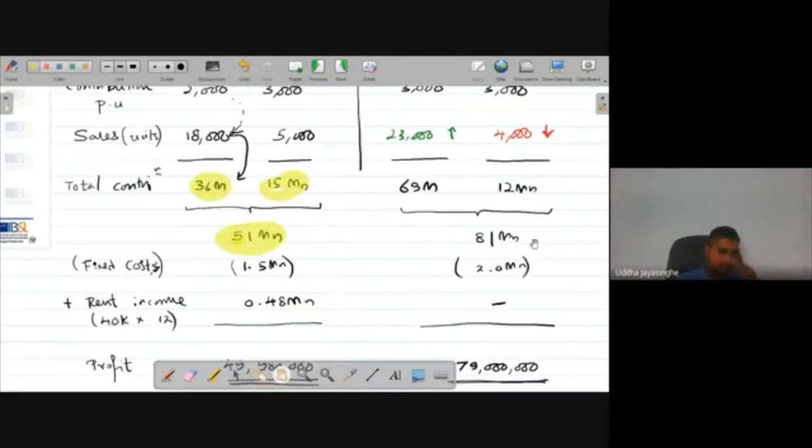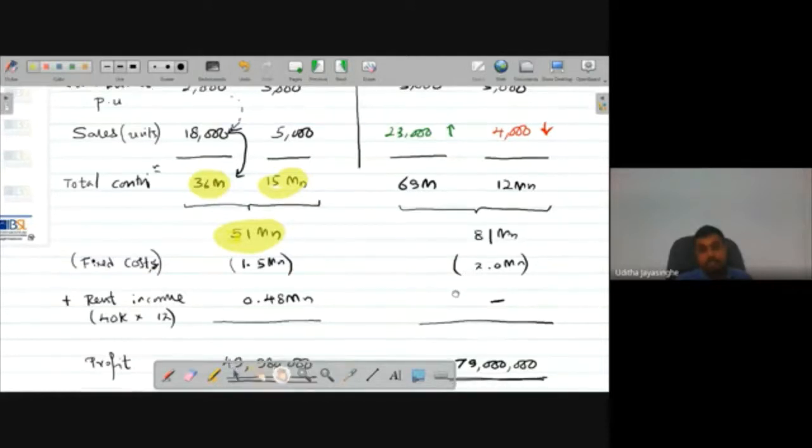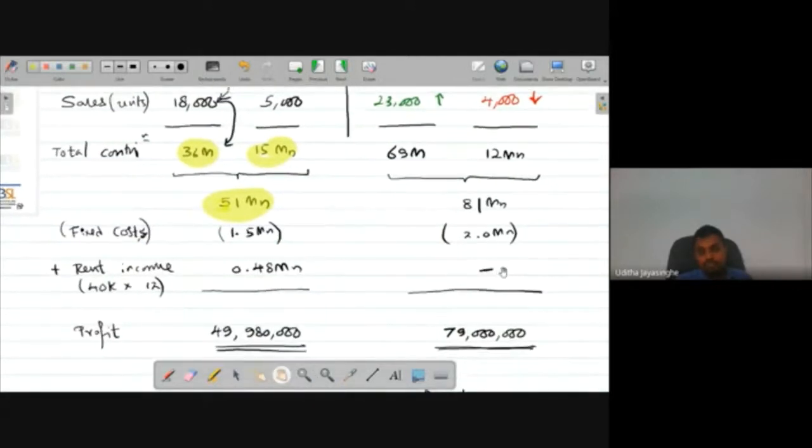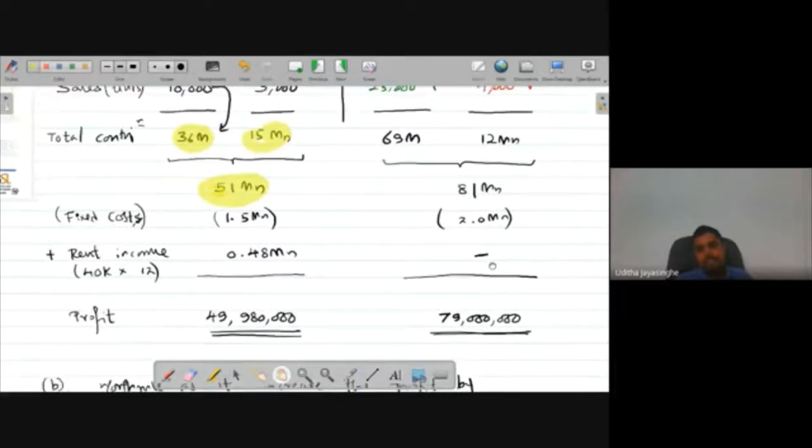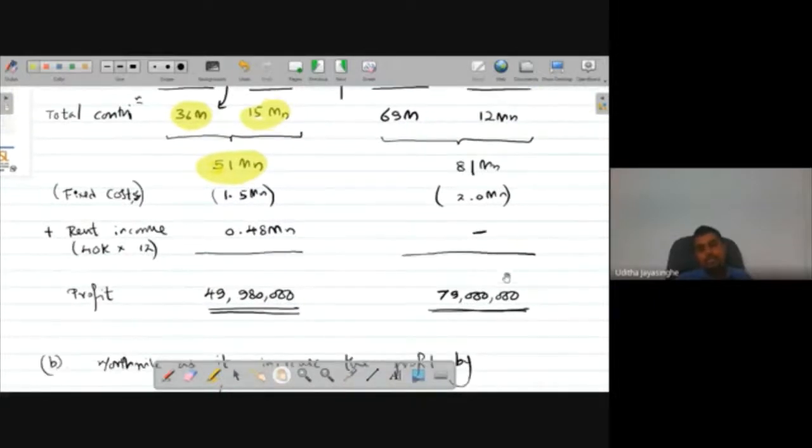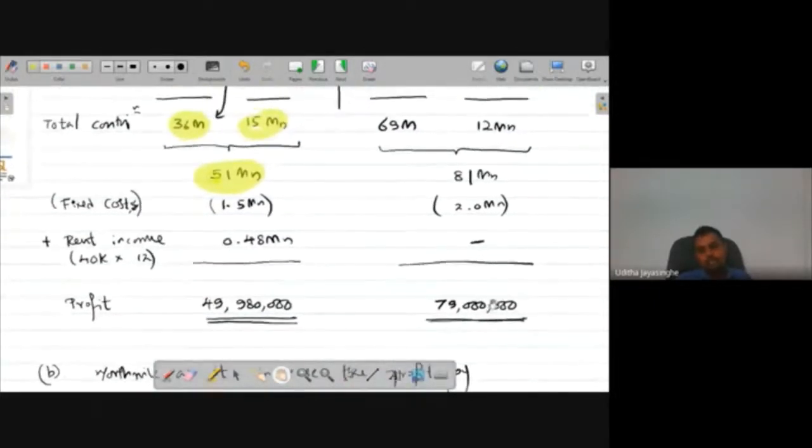But hold on, is the cost structure same now? No, the fixed cost has changed. The question has said there's going to be an additional 500,000 which is coming to hit the fixed cost, maybe the factory, machinery, anything. So this 1.5 million is going to go to 2 million. And what is going to happen to this rental income? There is no longer any rental income figure. It's a null. So 81 minus 2 million, your profit in this scenario is going to be 79 million.